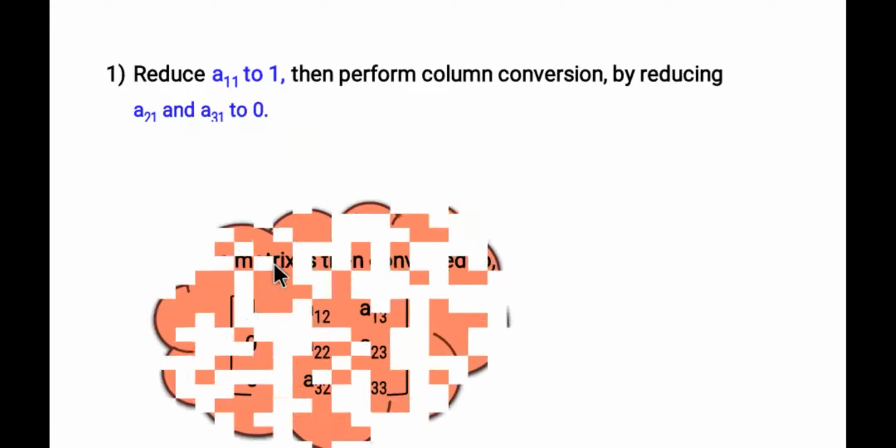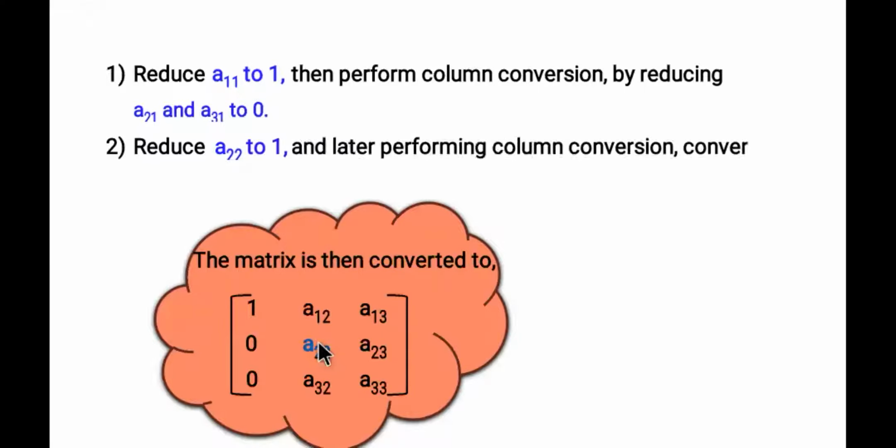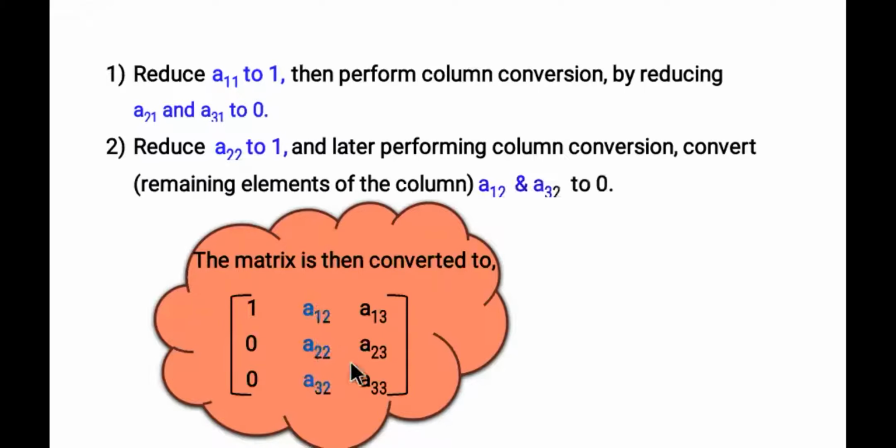Now the second step. You have to go to the second column, and according to your diagonal elements, your A22 should be 1, right? So first you have to convert that into 1. You have to reduce the A22 element to 1, and then you have to convert A12 and A32 to 0. So again I'm following the column flow only.